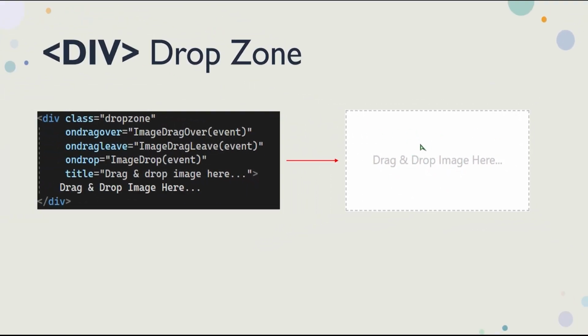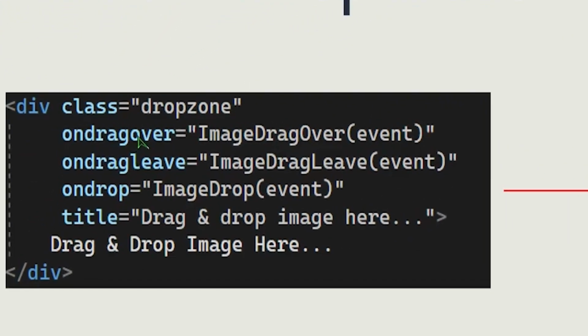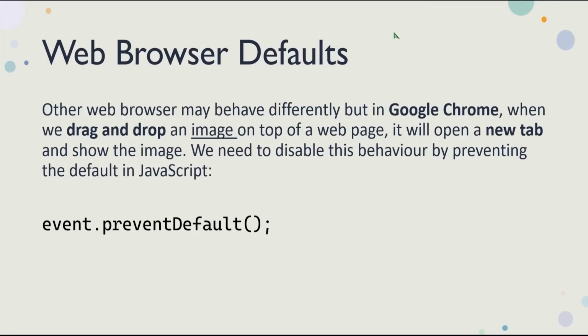The other thing is we have to handle the drag over and drag leave because the browsers have things that they do when you drag files over your web page. For example, Chrome will open up a brand new tab if you drag an image, and it'll just show you the image. If it's a PDF, it'll open up the PDF. So in the drag over and drag leave events, we're going to use JavaScript event.preventDefault to prevent the default thing from happening in the web browser.